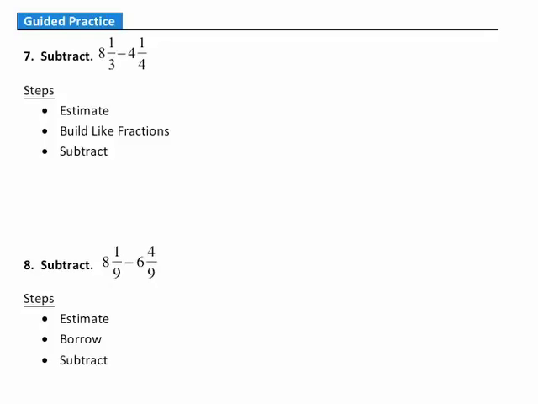Question 7. Subtract 4 1/4 away from 8 1/3. Well, we'll start with our estimate here. 8 1/3, that is closer to 8 than it is to 9. 4 1/4, that is closer to 4 than it is to 5. So when I subtract, 8 minus 4 is 4. I should be coming up with an answer somewhere around 4.